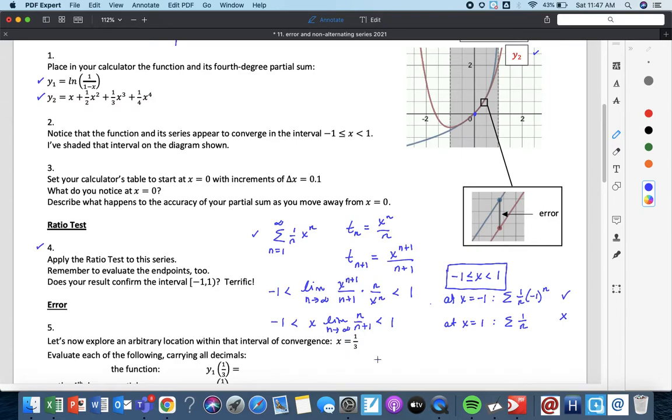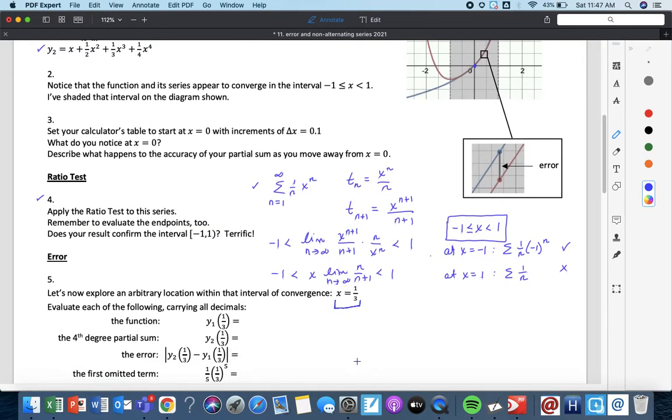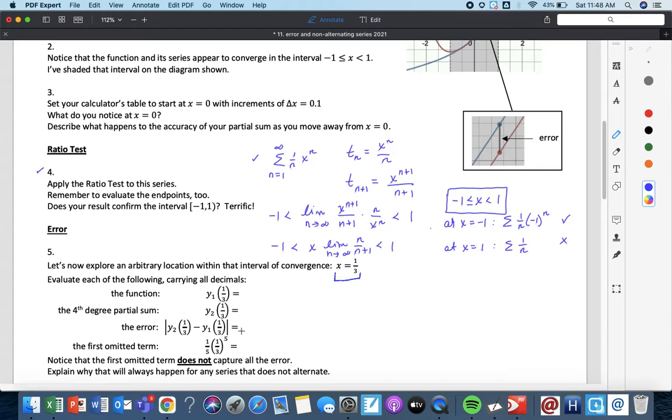And what I want to do is use x equals 1/3 to demonstrate the error and then how to capture it in the first omitted term. So what I have done on my calculator, I have these functions in y1 and y2. y1 is the function, y2 is the fourth degree partial sum. If you evaluate them each at 1/3 and then get their difference and take the absolute value, you end up with a result for the error of 0.001144, and it keeps on going. So a small amount of error, but it is there.